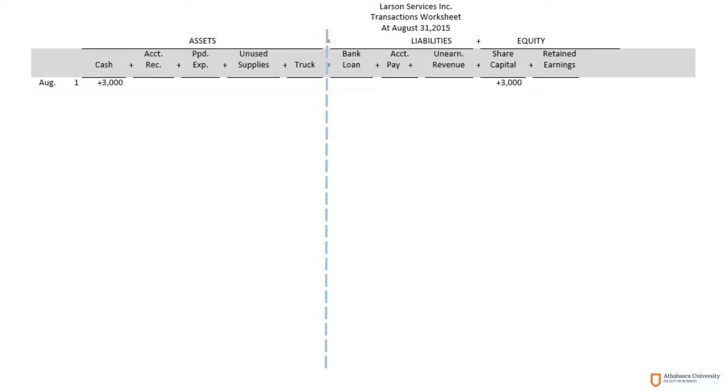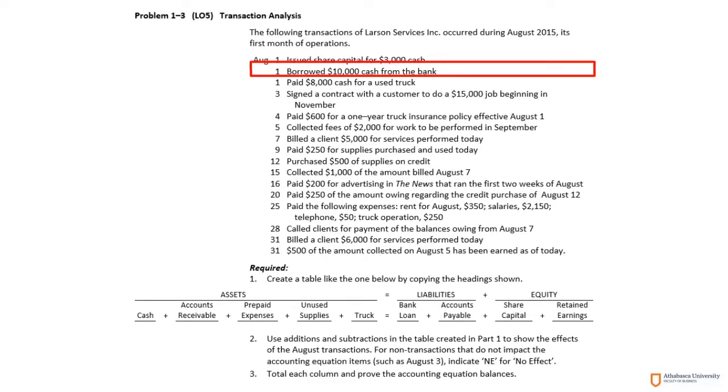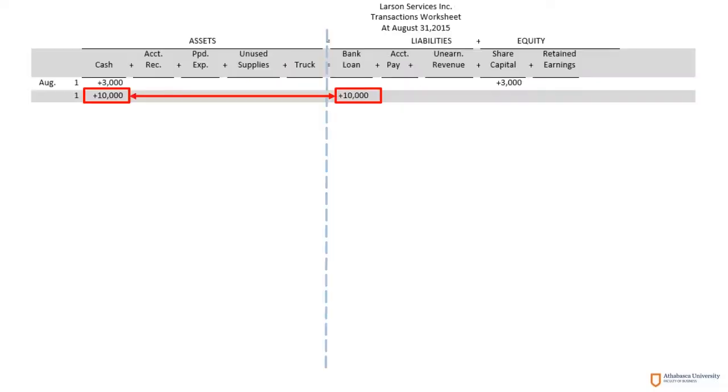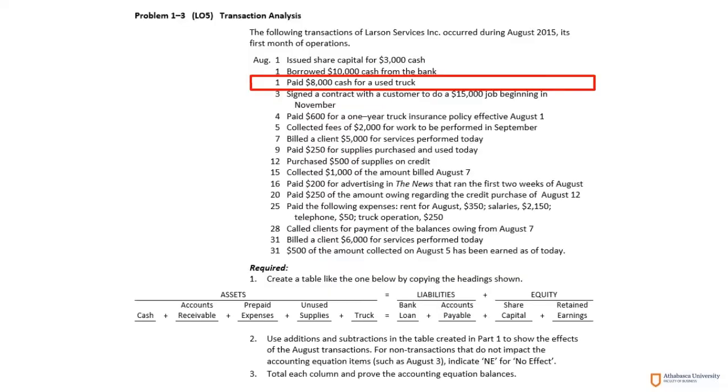Let's draw an imaginary line between assets and the other side of the accounting equation, liabilities and equity, to help us ensure the analysis of each transaction balances. Next, on August 1st, $10,000 cash was borrowed from the bank. Cash, an asset, increases by $10,000, and a liability, bank loan, increases by $10,000.